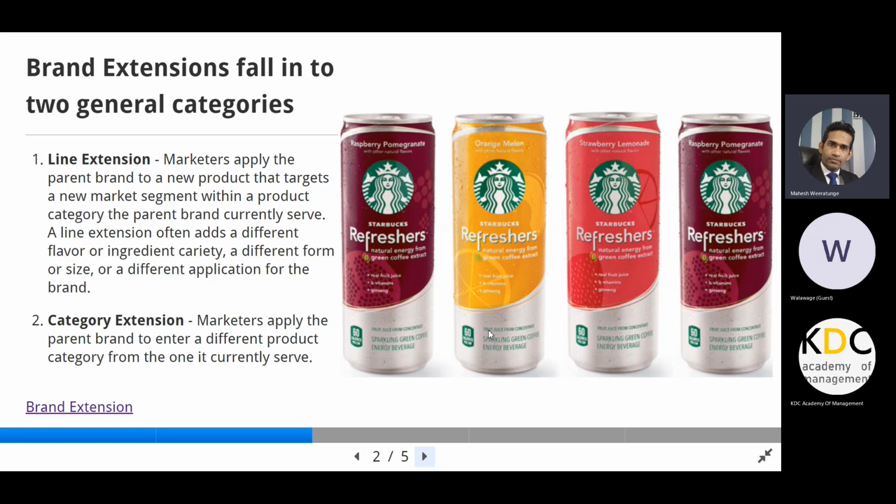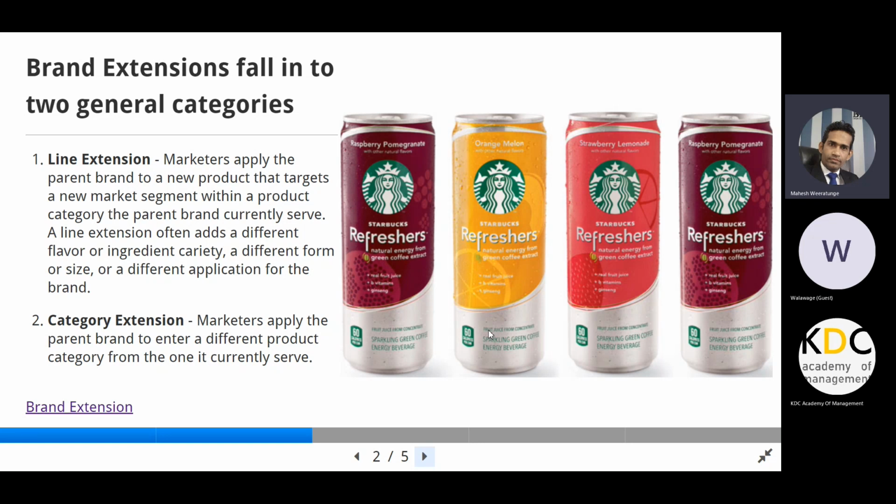One we identify as the line extension, and the other one we identify as the category extension. So what is the difference between the line extension and the category extension? See, if you are using the same brand name to produce a product that goes into, let's say, a new segment under the same category.